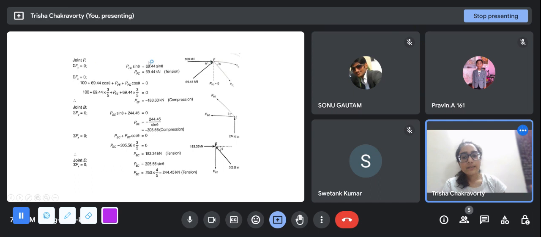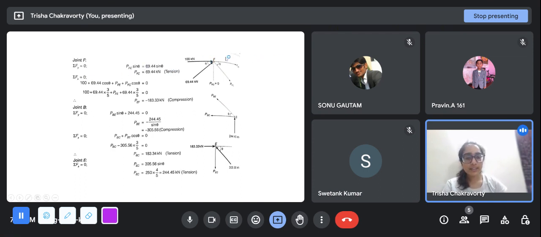PFC sine theta. This is PFC. Its sine component is oriented downwards, so that is equal to this 66.44, which is directed upwards, so they are equal. And PFC we get as this 69.44 in tension.